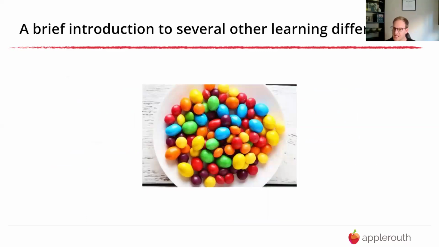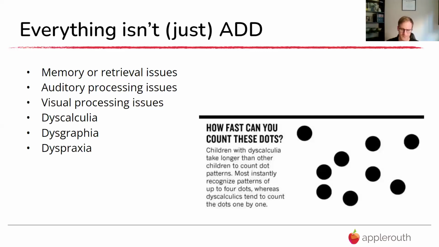Just a few other LDs, and then we're going to talk through some strategies and things we can do to help, things I've learned through work with students and just my time with Appleleaf. Other things we will see: memory or retrieval issues. Some people just don't have amazing working memory, which is short-term memory. And others are great in the short term, but then if we go a month or so, it will have leaked out and we've forgotten.